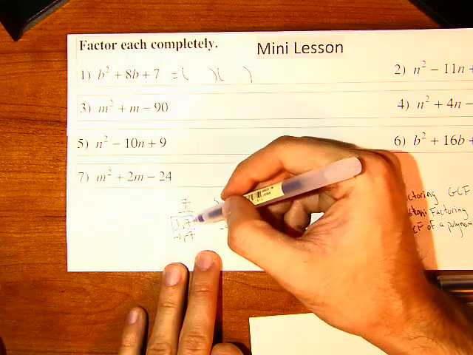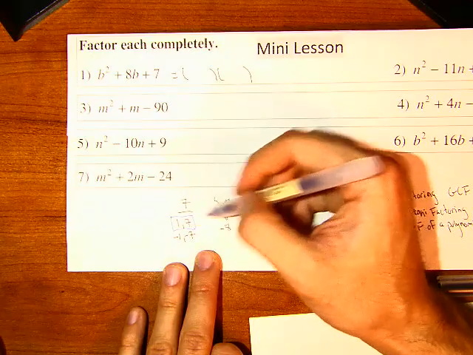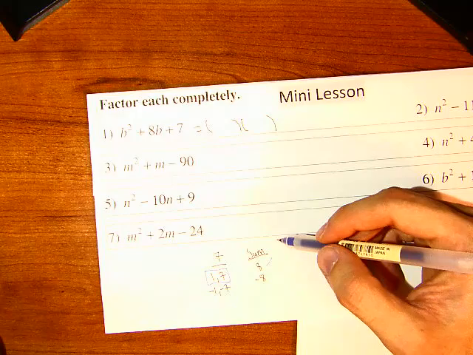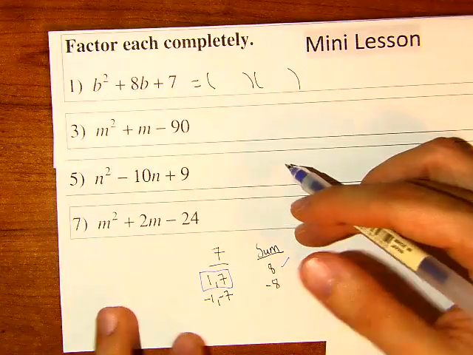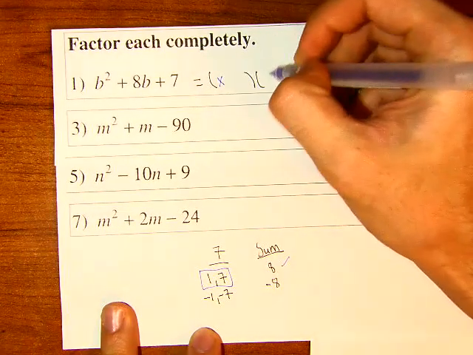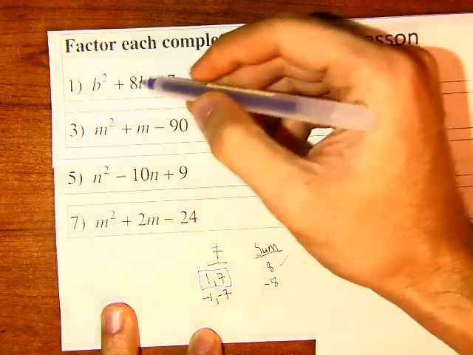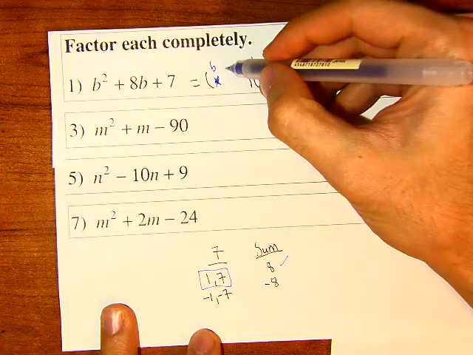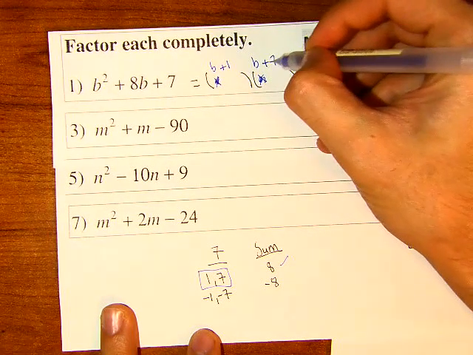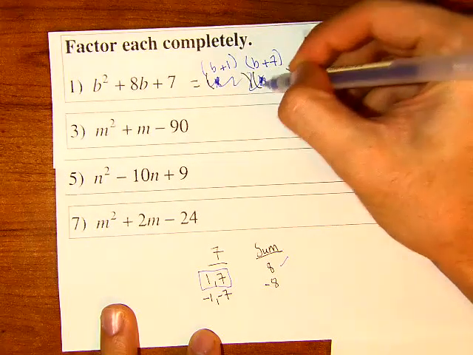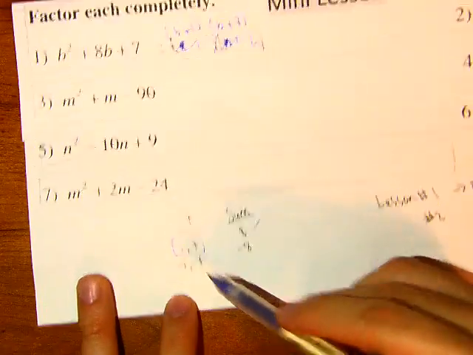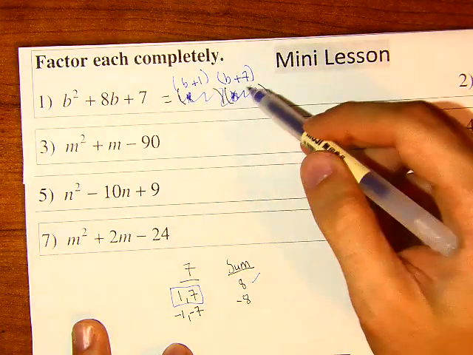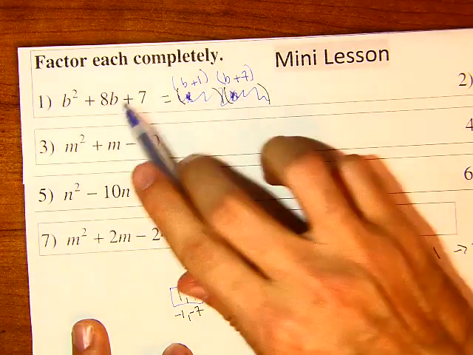Because when I multiply 1 and 7, I get 7. And when I add them, I get 8. And the way this breaks up is, we use that 1 and 7. You're just going to put an x here and an x here. Oh, no, we're not. X is not our variable. It's b. All right, so we're going to use a b here and a b here, and we're going to use positive 1 and positive 7. And that's it. If you multiply these two using the FOIL method, you will get the original.